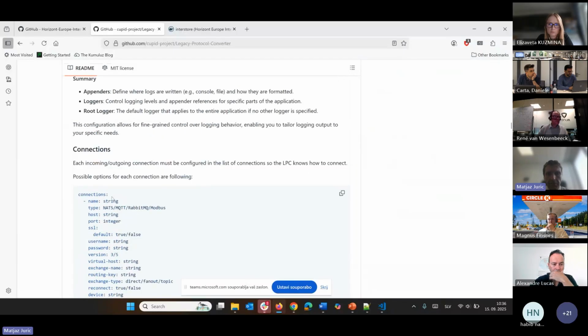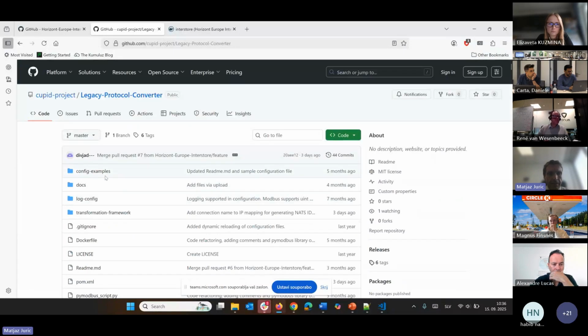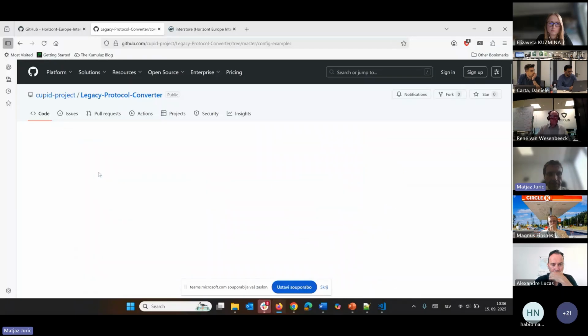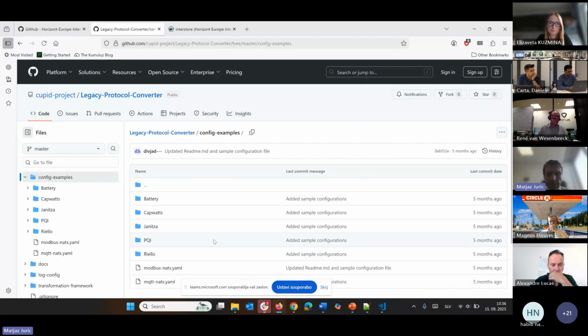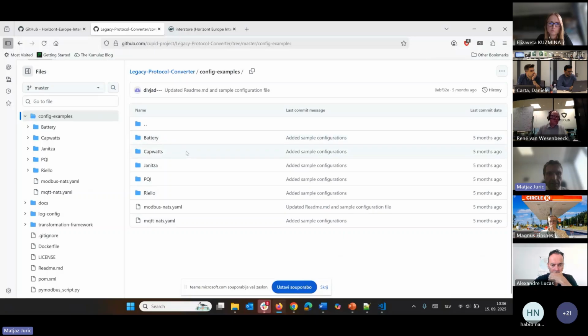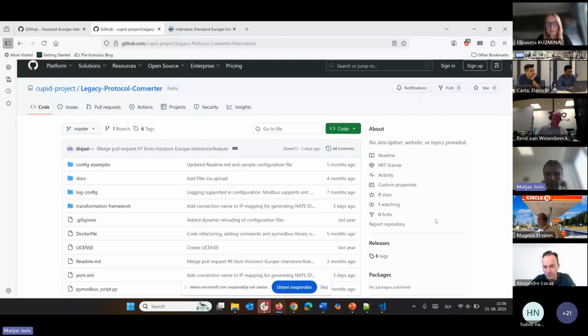And of course, I don't want to go into too many details. Let me just mention that we have started to collect the configuration examples also. And you can find here some specific configuration examples from the InterSTORE projects, which have been used in real world practice. And you can have a look how this has been configured, which can help and simplify the testing and the deployment. You can also look at the releases.